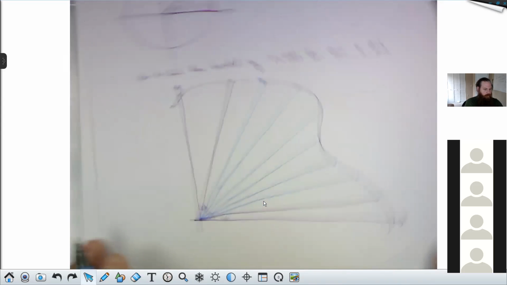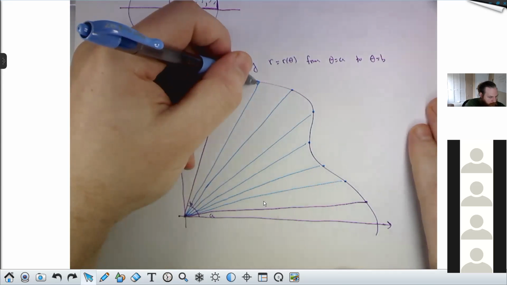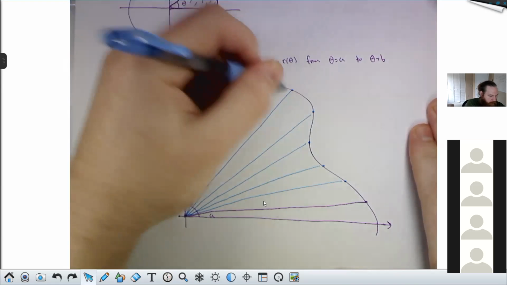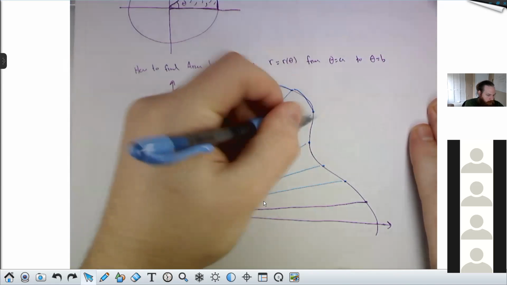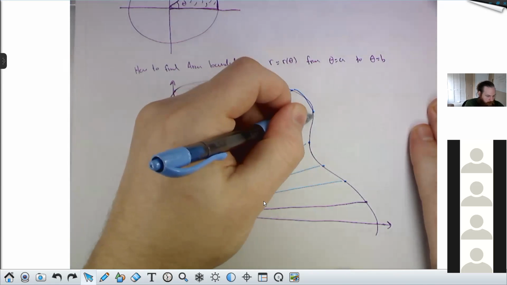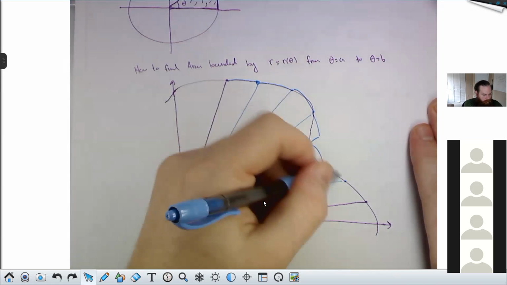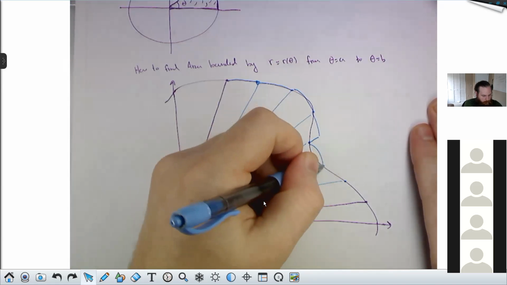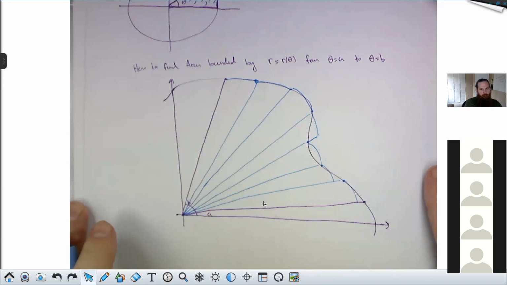Okay, something like this. And then in each of these regions, I'm going to think of this function as being a constant function, meaning like a circle. Like this. That's the idea.